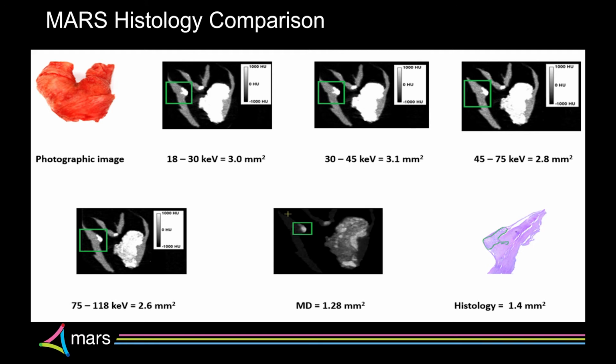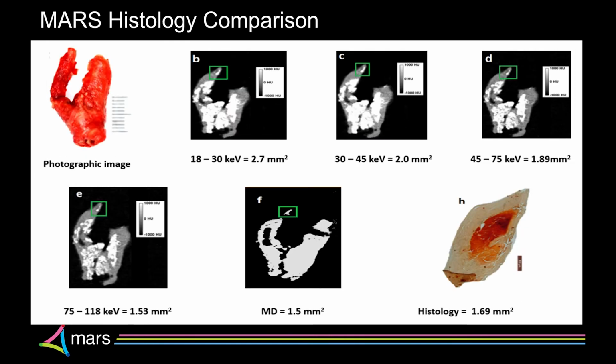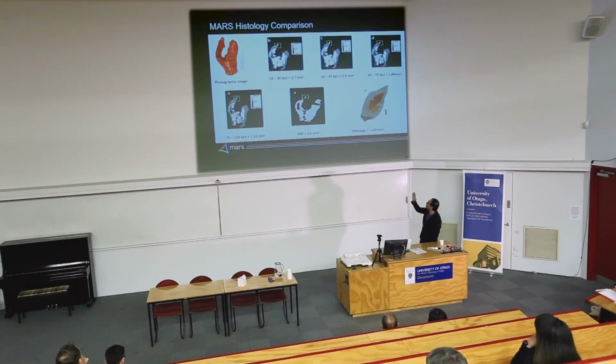Two histopathological staining protocols were used. The first was hematoxylin and eosin. Calcium is measured in the histopathological slide, then compared with MARS spectral images and the MARS material decomposed images. Another protocol is the Alizarin red protocol. This is a calcium specific protocol. Again, the calcium area is measured in the histopathological image and compared with different MARS spectral and the material decomposed images.